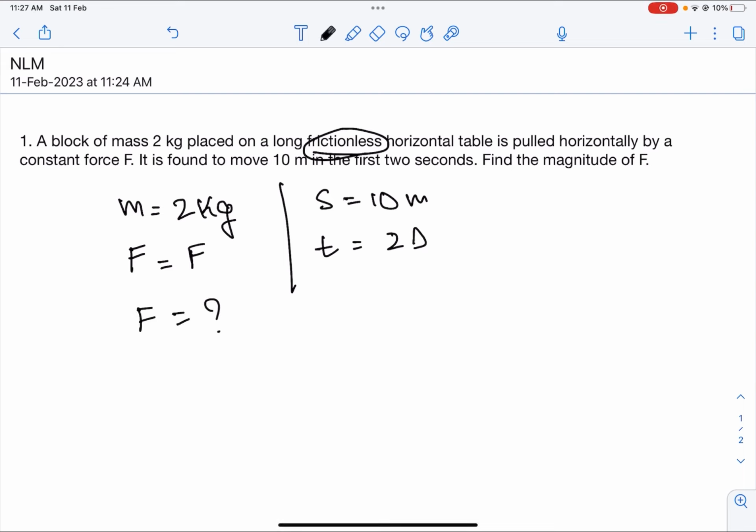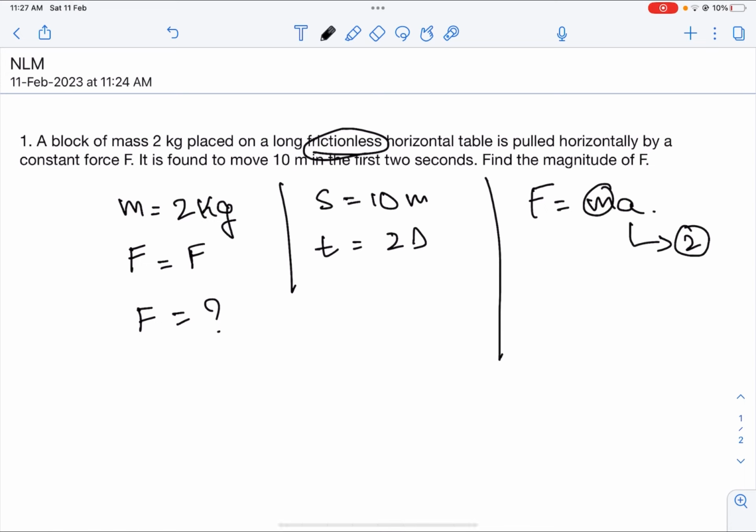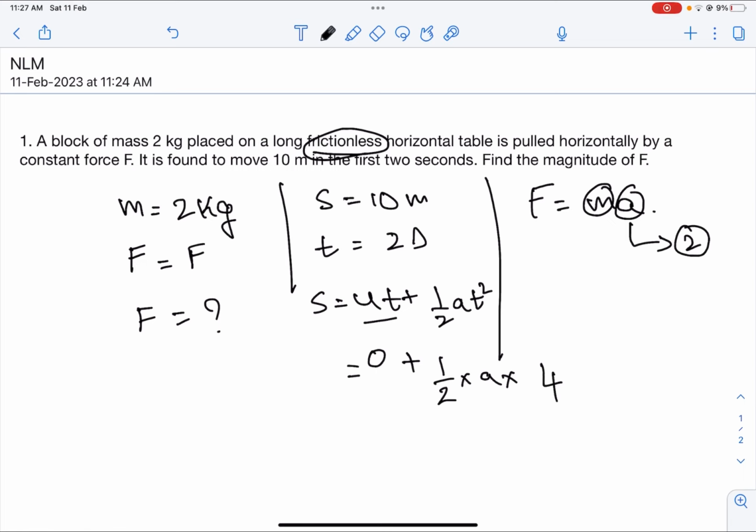So first, what is the formula for force? Force is equal to mass into acceleration, from Newton's second law of motion. We have the mass, and now we need to find the acceleration. So S is equal to ut plus half at square. u is 0 because it was initially at rest, so half into a into t square. t is 2, so t square is 4. S is 10 meters.